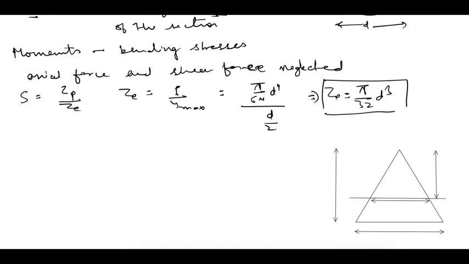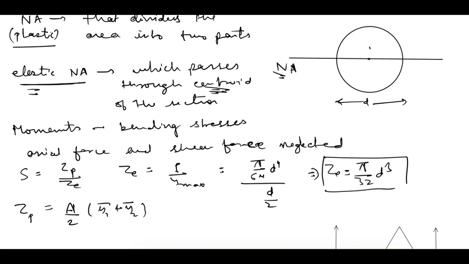And for Z plastic, that is plastic section modulus, we can find it out as A by 2 into y1 plus y2. So this y1 and y2 would be the distance of centroids of these upper and lower parts. So y1 is here, y2 is this distance. For a semicircular section, this distance is 4r upon 3 pi. On this side also it is equal to 4r upon 3 pi. So y1 plus y2 is equal to 8r upon 3 pi, and in terms of d we can write it as 4d upon 3 pi.